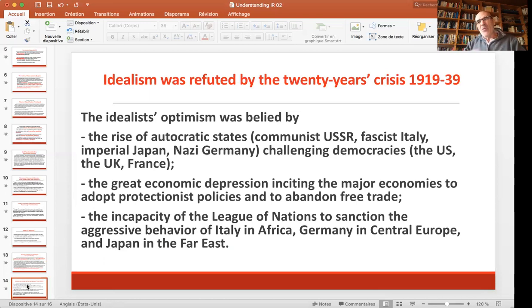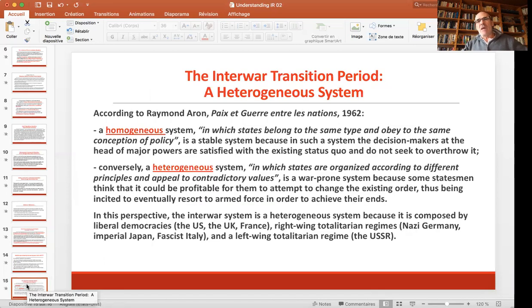Its achievements were far below the expectations of interwar idealists. How can we explain, ladies and gentlemen, this failure? Well, a first explanation is the fact that the United States itself refused to be part of it.